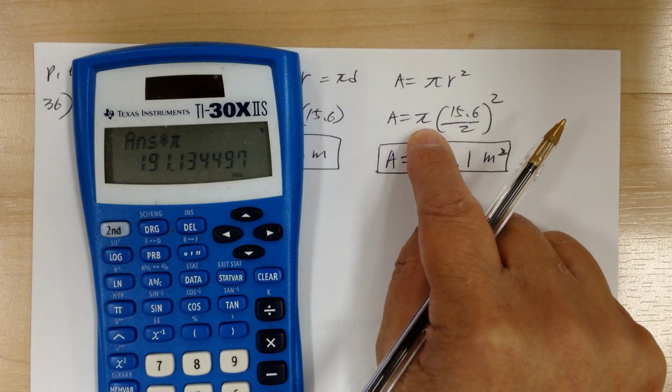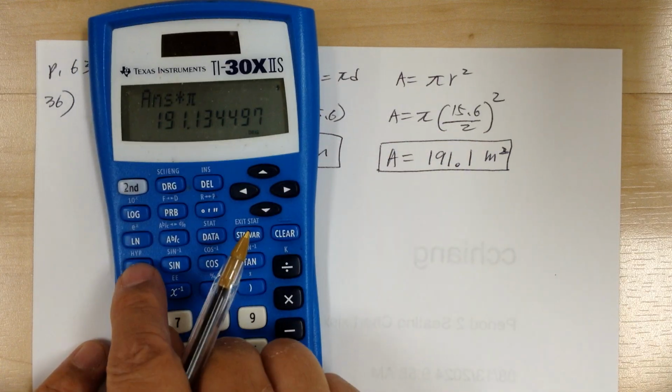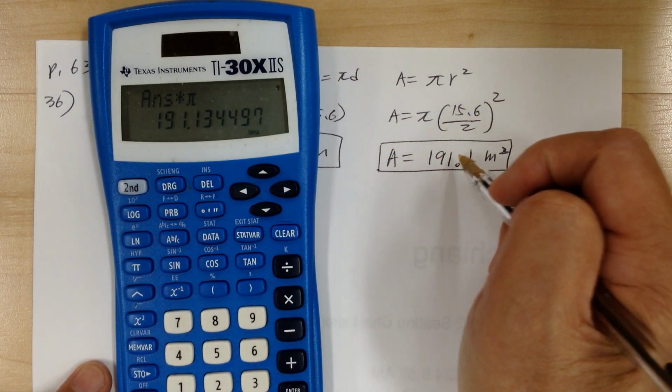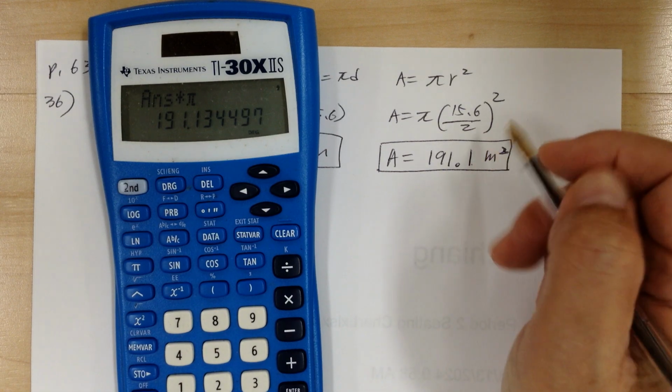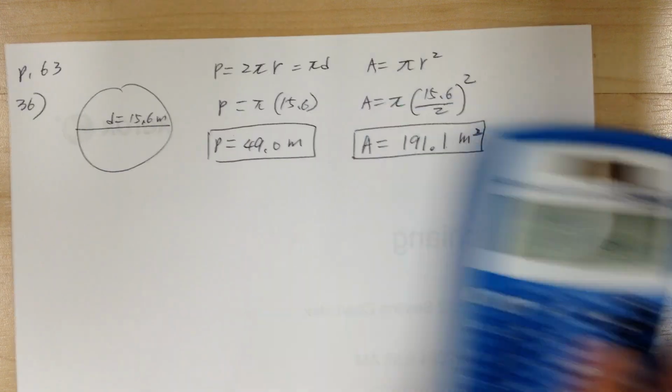Now I used the pi function over here. If you use 3.14, you're going to end up with 191.0. So either one is fine, but this is more accurate.